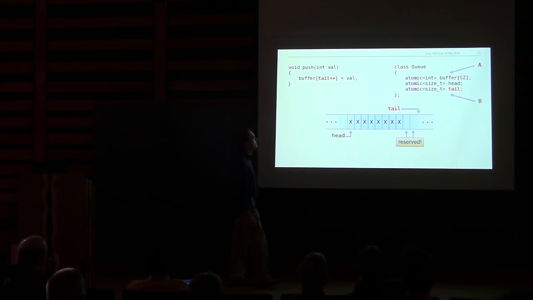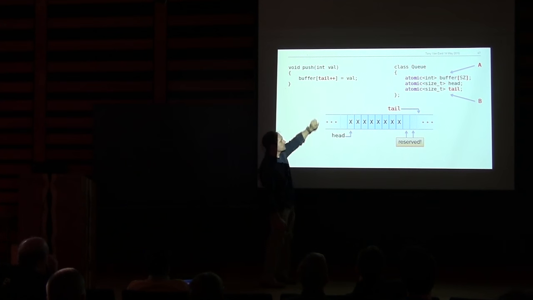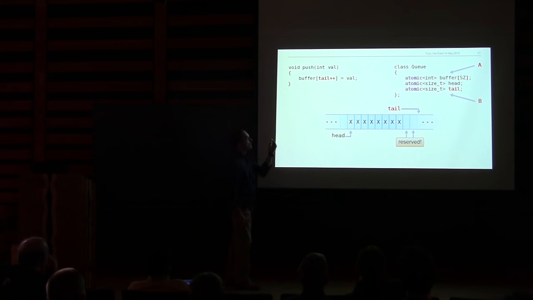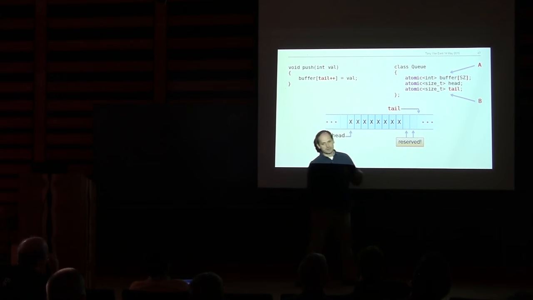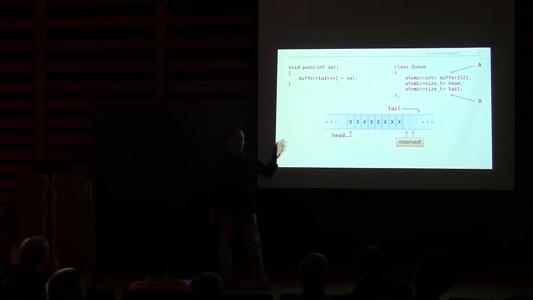The interesting thing that happens now is the tail plus plus happens first, and whoever increments it first reserves this space. And once he's reserved that space, the other guy will never write to there. He'll write to the next space, right? Because they're both racing on this atomic thing, they'll never get the same tail, okay? So that's kind of nice. We've reserved our spots.